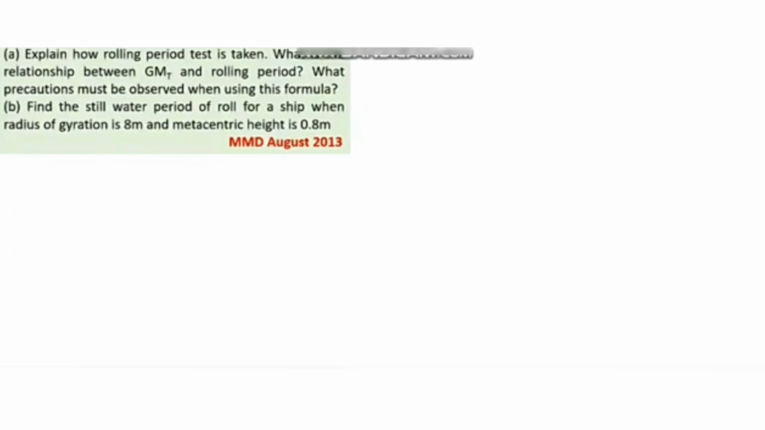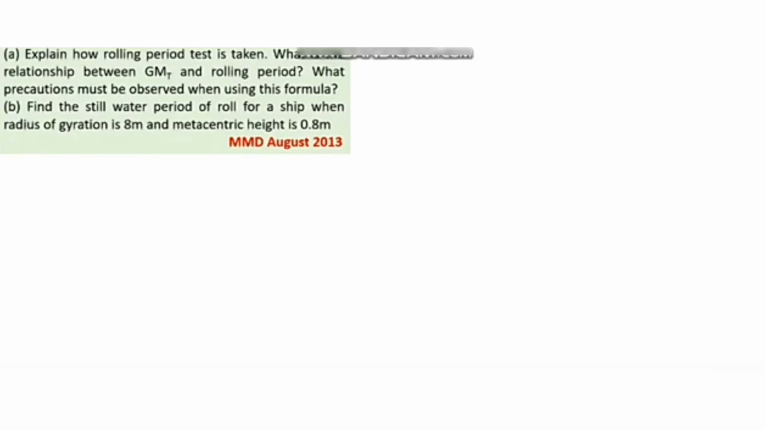Explain how the rolling period test is taken. What is the relationship between GM and rolling period? What precautions must be observed when using this formula? August 2013 theory. Let's focus on the second part of the question: find the still water period of roll of a ship when the radius of gyration is 8 meters and the metacentric height is 0.8. Which formula to use?